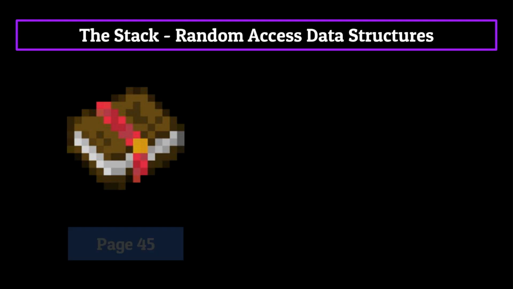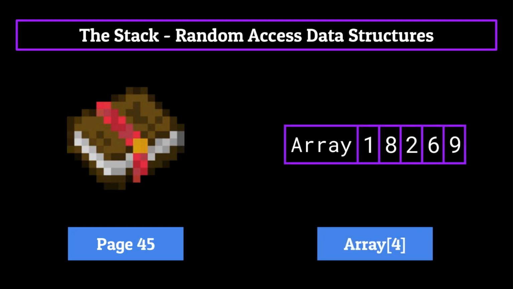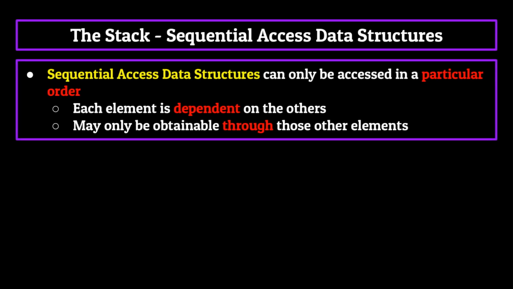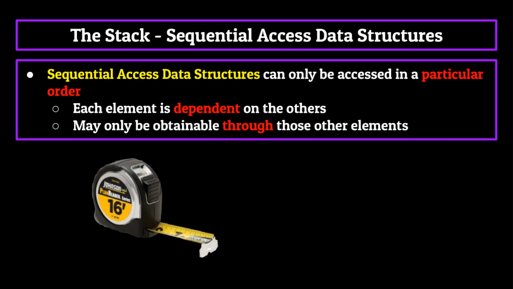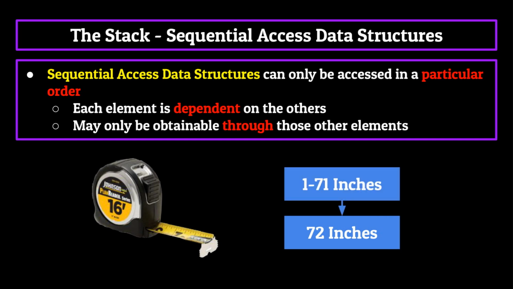Getting the information contained on a certain page doesn't depend on all the other pages within that book, and getting an element contained within a random access data structure doesn't depend on all the other elements contained within that data structure. In contrast, elements in a sequential access data structure can only be accessed in a particular order. Each element within the data structure is dependent on the others and may only be obtainable through those other elements. Most of the time, this means accessing is not going to be instantaneous. A common non-computer science example of sequential access would be a tape measure. To get to the measurement of 72 inches, you first have to go through inches 1 through 71. There's no way to just instantly get to 72 inches without first breaking every single law of thermodynamics.